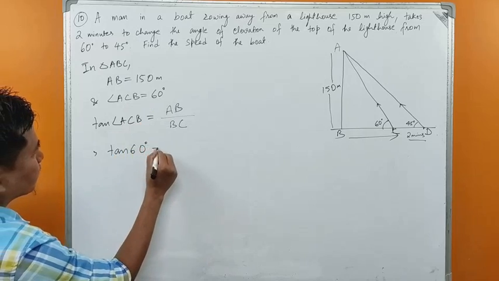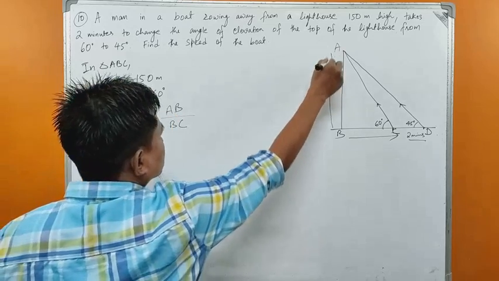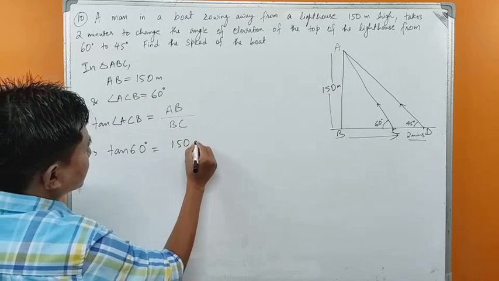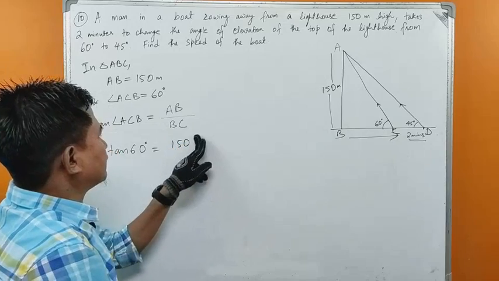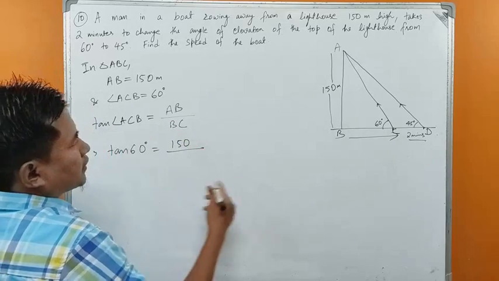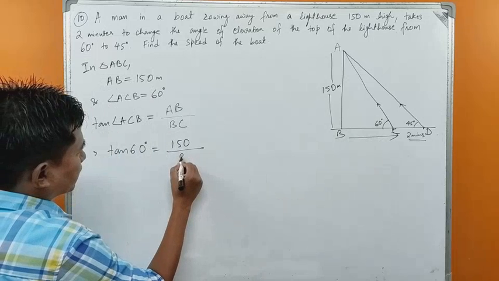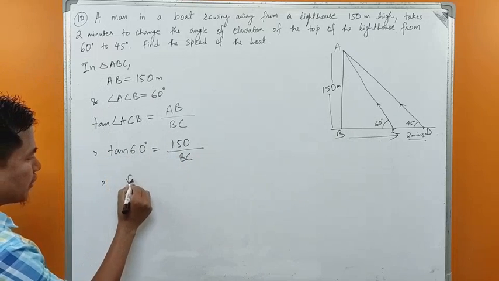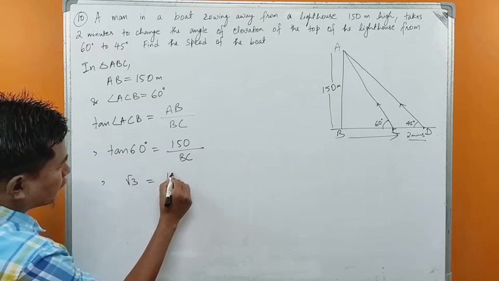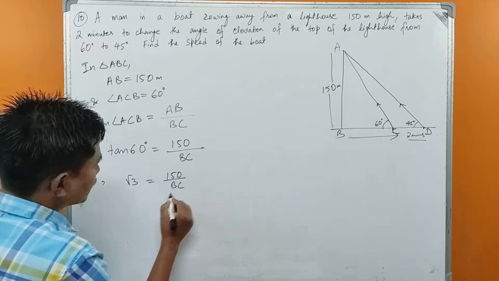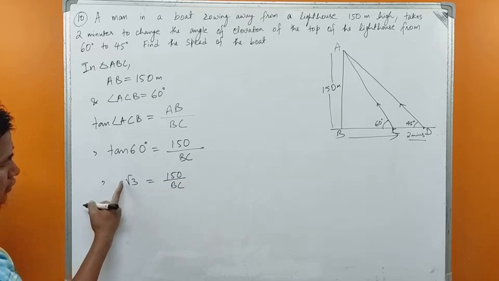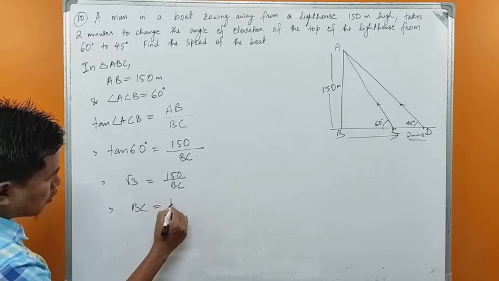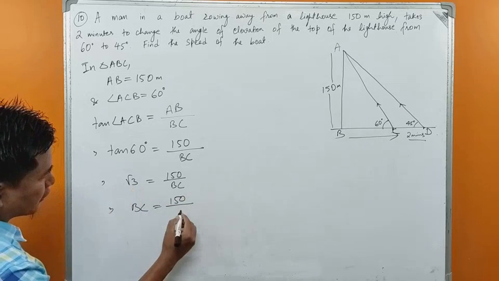So tan of angle ACB is tan 60 degrees. AB is known to us, AB is the height of the lighthouse, that is 150 meters. So we don't write the unit right now. Upon BC, BC is unknown to us, we are trying to find BC. Tan 60 means root 3 equals 150 by BC. So let us cross multiply. BC comes here, root 3 goes to the denominator. BC equals 150 upon root 3.